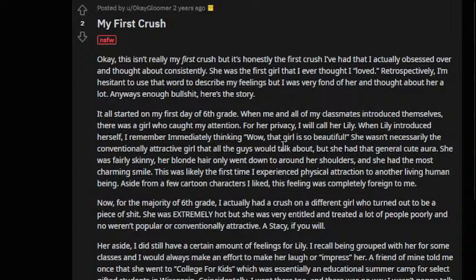Okay, this isn't really my first crush, but it's honestly the first crush I've had that I actually obsessed over and thought about constantly. She was the first girl that I ever thought I loved. Retrospectively, I'm hesitant to use that word to describe my feelings, but I was very fond of her and thought about her a lot. Anyways, enough bullshit.